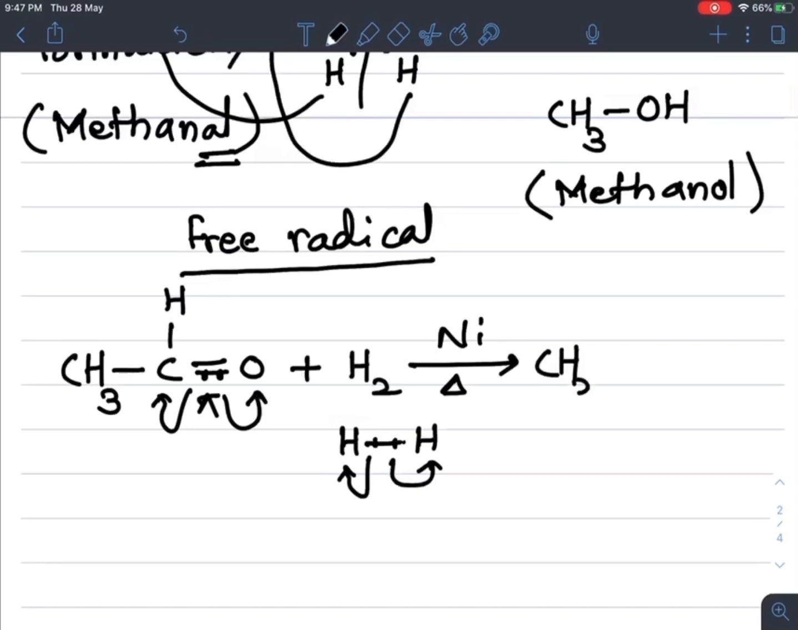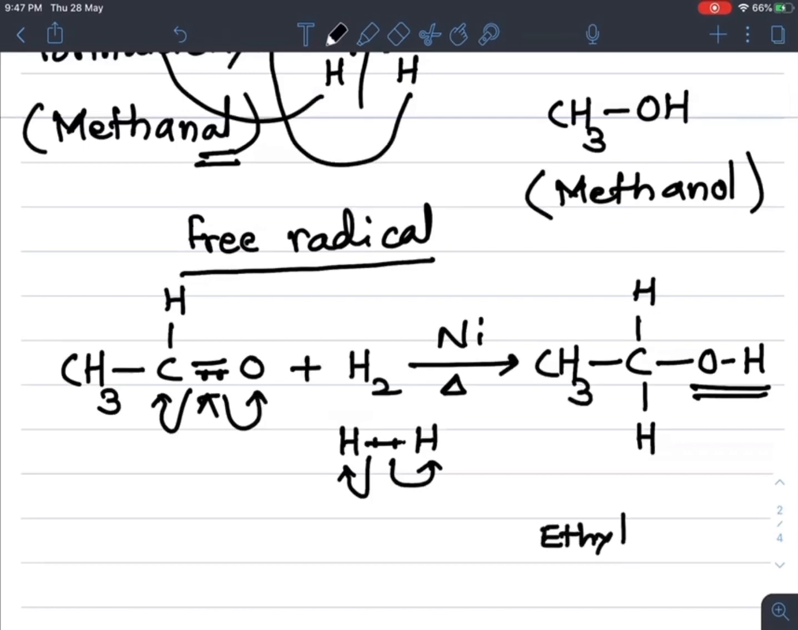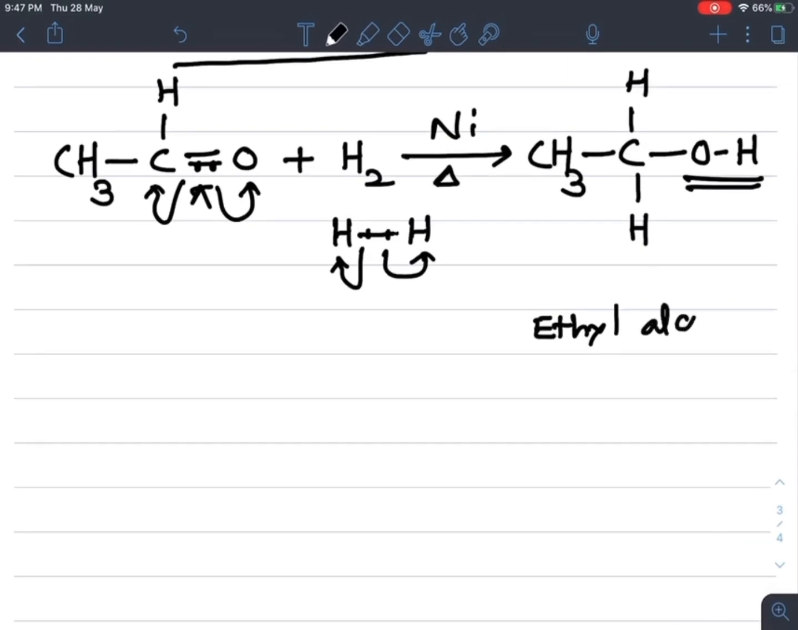What do we get as the product? CH3 stays as it is, CH, where H is added by the pi bonded electron of this carbon and the other hydrogen with its own electron, forming a covalent bond, and the other is added to the oxygen to form the OH bond. So the OH group means an alcohol is formed, and the name of this alcohol is ethyl alcohol, or by IUPAC name, ethanol.